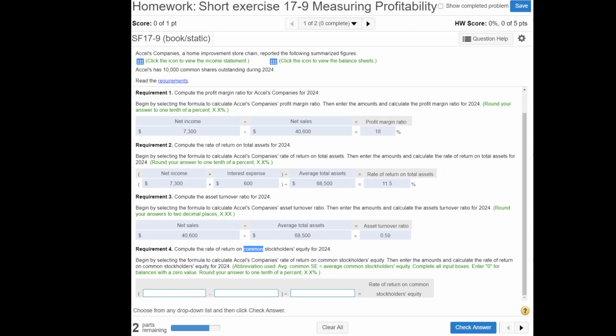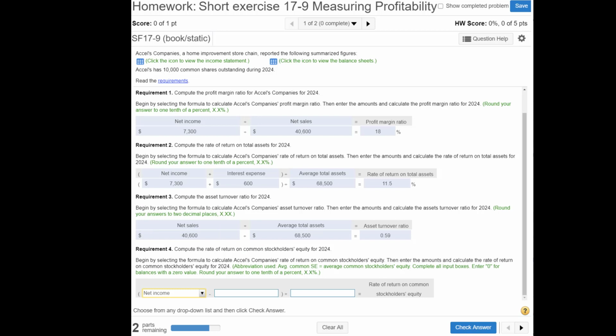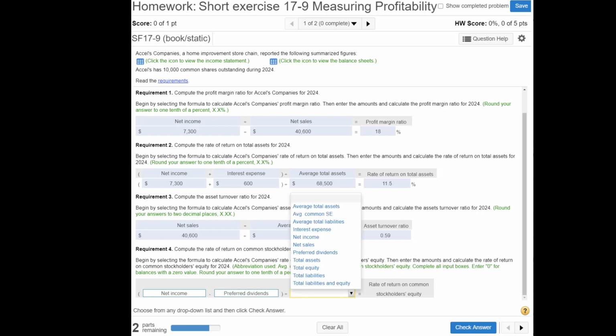So the formula is, on top, the things that the common stockholders get in theory. In theory, common stockholders get net income, but they do not get preferred dividends, so we have to subtract preferred dividends. Then we divide that by average common equity. SE stands for stockholders' equity.